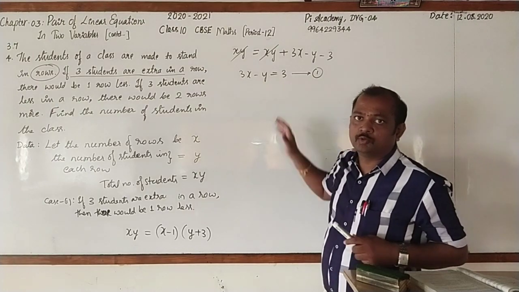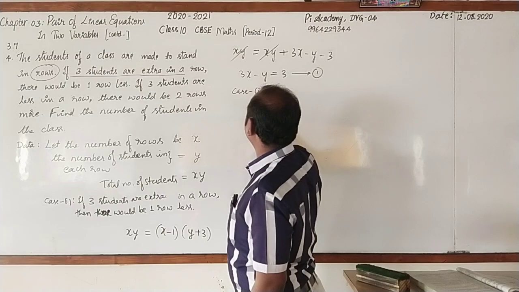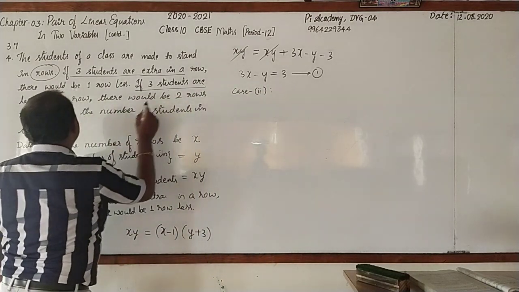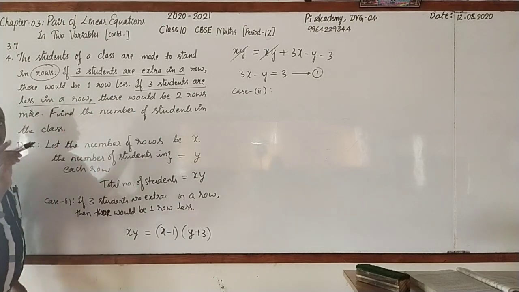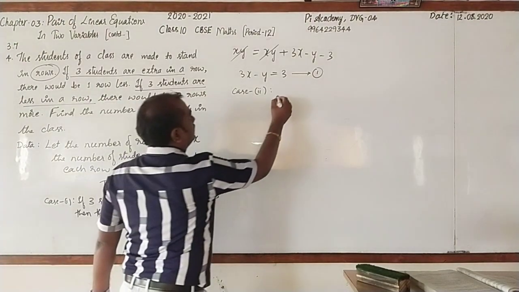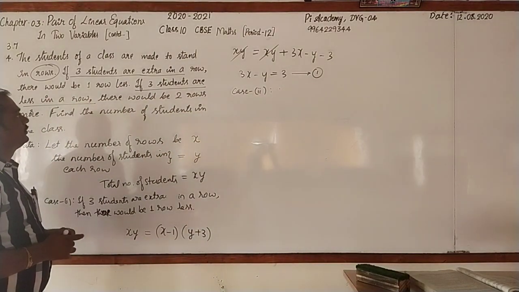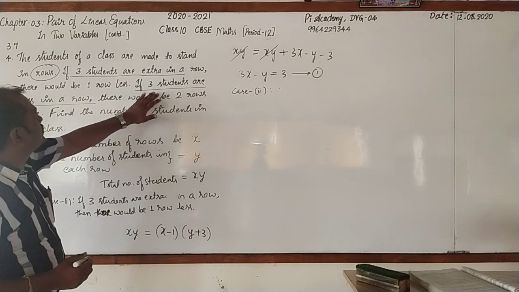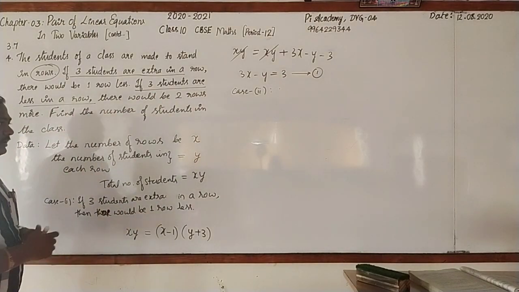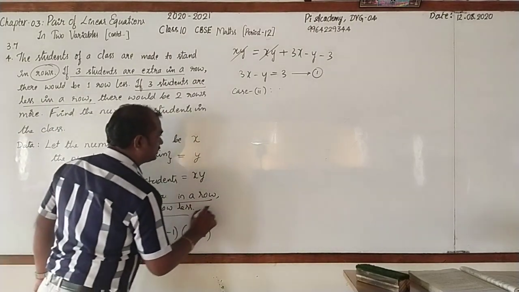Now we will move on to case 2. Here I'll write case 2. In that, please go through this one. If 3 students are less in a row, here it was extra, but now it is 3 students less. I am going to write that.